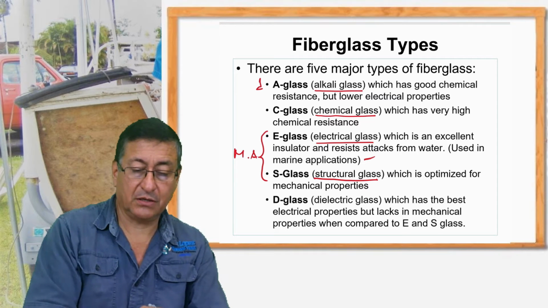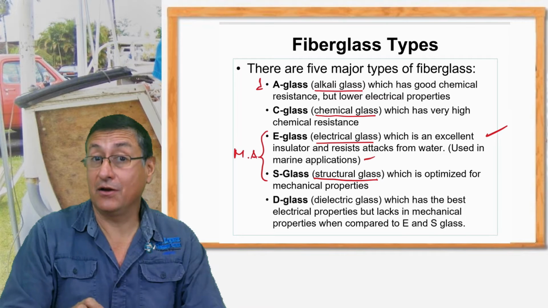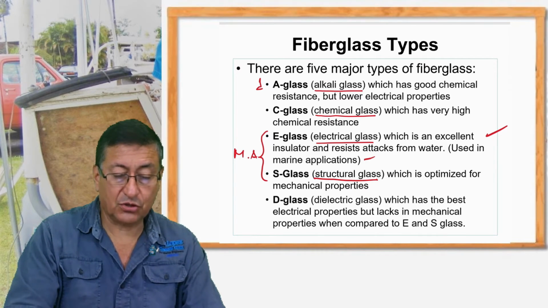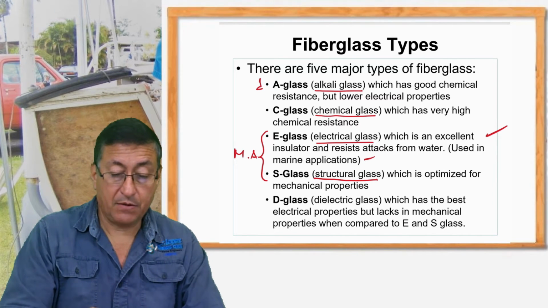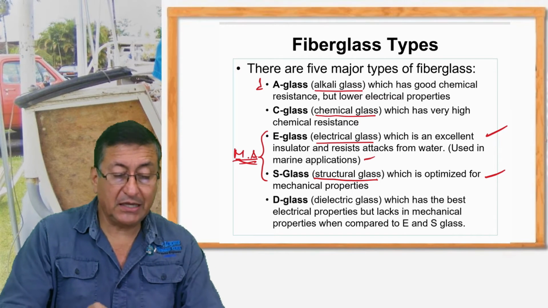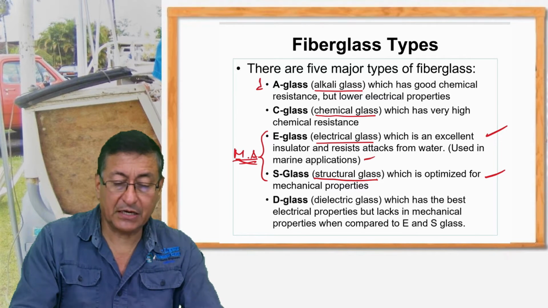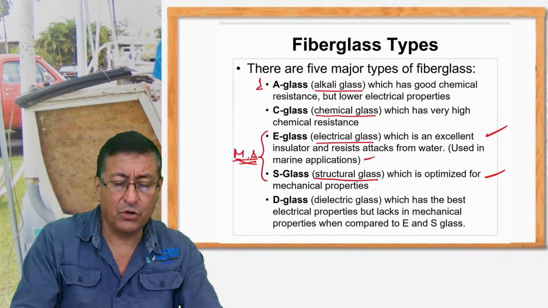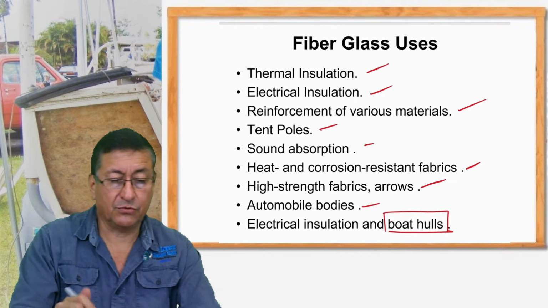For that reason, the E glass is used in marine applications, and also the S glass because it's excellent in structure. The S glass, structural glass, is used for its excellent mechanical properties. Both of them are used in marine applications. And the D glass is a dielectric glass, with the best electrical properties, but it lacks mechanical properties in comparison with E and S glass, which are commonly used in marine applications.